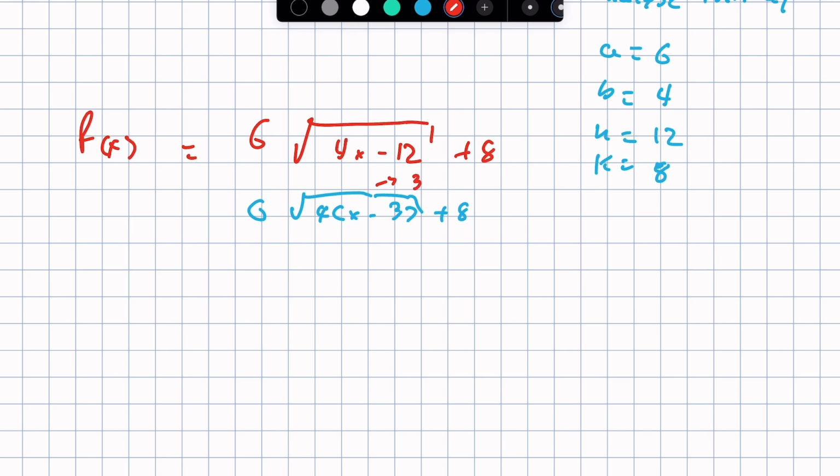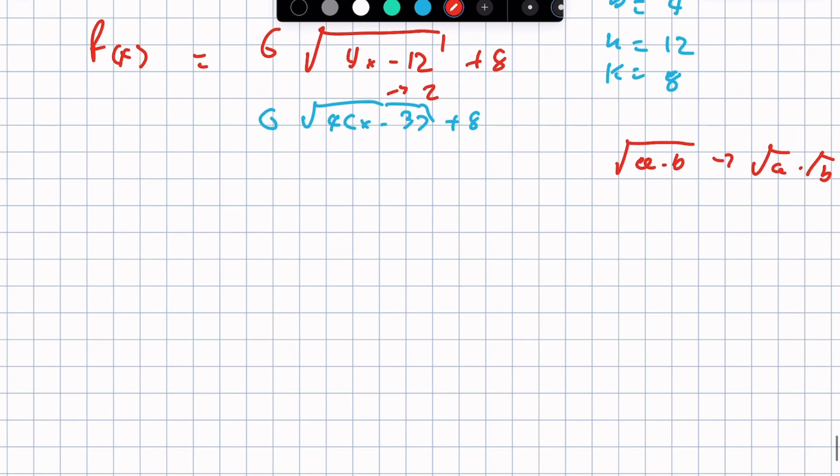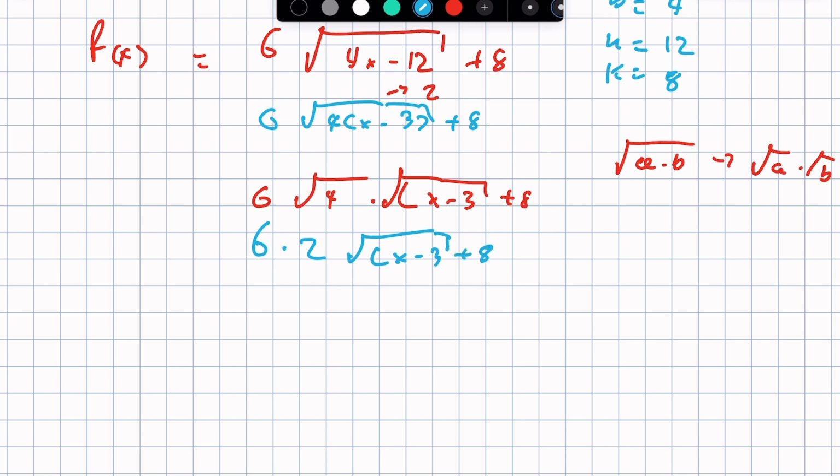Okay? Now this is technique 2. You know that technique 2 is racine carrée de a fois b, basically racine carrée de a fois racine carrée de b. So here is 6 racine carrée de 4, x moins 3. Oh, racine carrée de 4 is 2, so 6 times 2. Then racine carrée de x moins 3, plus 8. And then you do 12 racine carrée de x moins 3, plus 8.